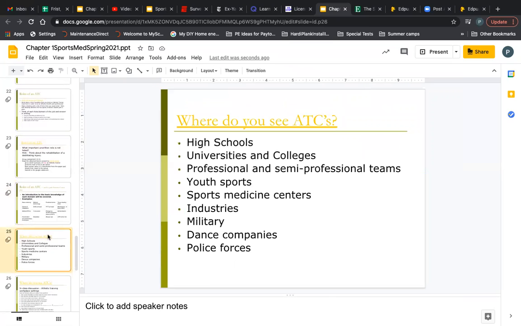Okay, where do you see athletic trainers? What are the work settings, places you'll see them? High schools, universities, colleges, professional and semi-professional sports teams, youth sports, sports medicine centers, and industries. Think of UPS, GMC, so automobile manufacturing plants.